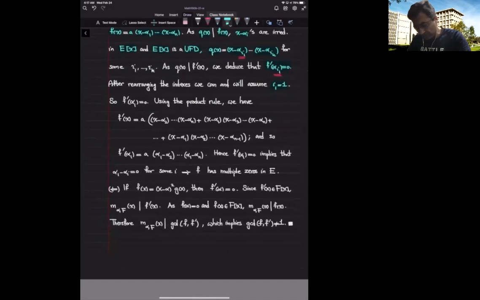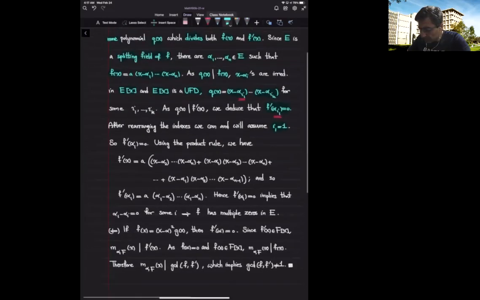But I have the product rule, and I know that my polynomial f is a product of these degree 1 factors. So when I use the product rule, I have to look at the derivative of the first factor multiplied by the rest, the derivative of the second factor multiplied by the rest, and so on. Because these are degree 1 factors, x minus alphas, the derivative of x minus alpha is just 1. It's like the coefficient of x. These are monic degree 1 polynomials, so the derivative of all of these degree 1 factors is 1.